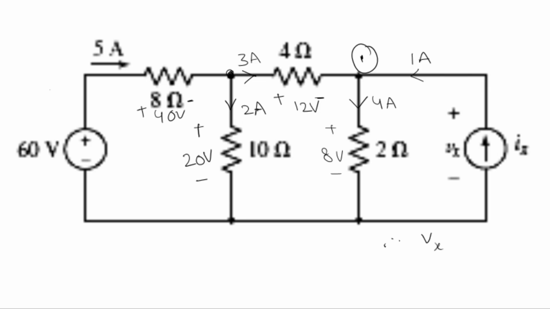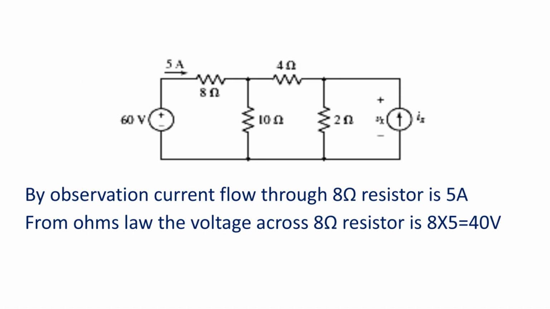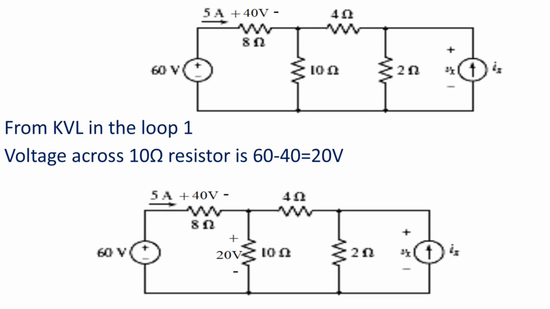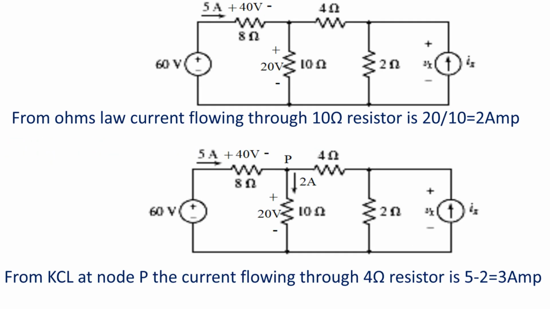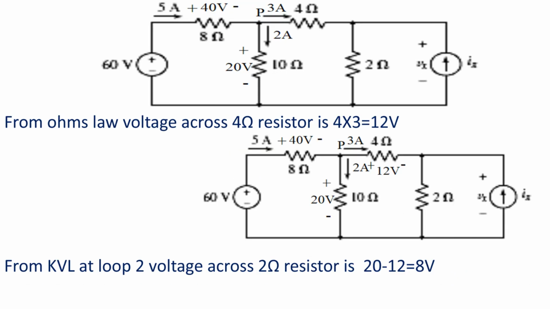Therefore the value of Vx is equal to 8 volts and the value of Ix is equal to 1 ampere. Now while you are solving, you must draw the circuit for each and every step like this. You have to mention all the circuits. At each and every step you must draw the circuit, whether you are applying KVL, Ohm's law or KCL.